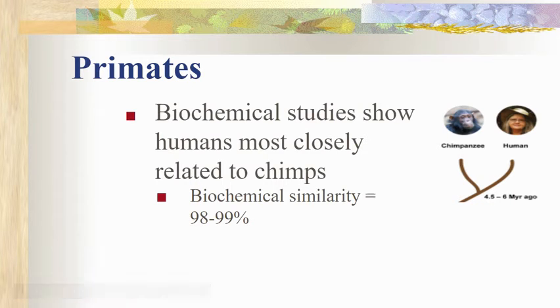Biochemical studies show that humans are most closely related to chimps. So, of all of the primates, chimps and humans are the most closely related. When we do biochemical studies, like examining DNA, proteins, amino acids, there's a 98 to 99% identical biochemical similarity between humans and chimps.